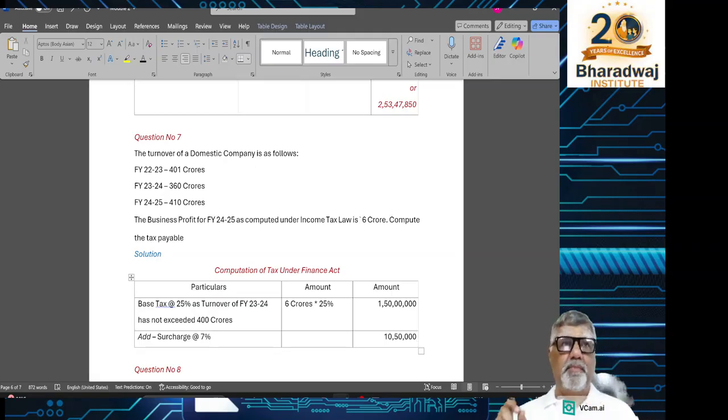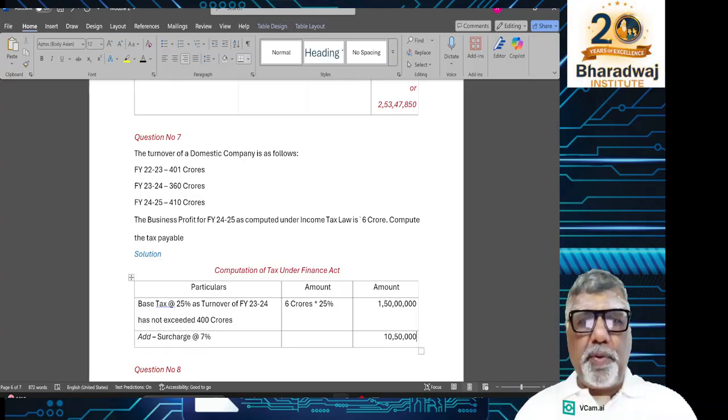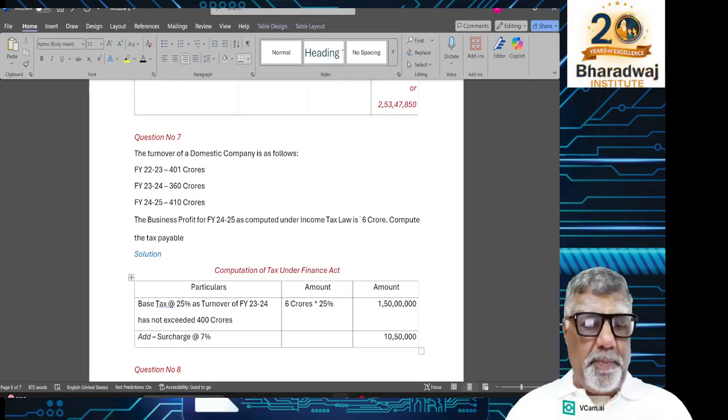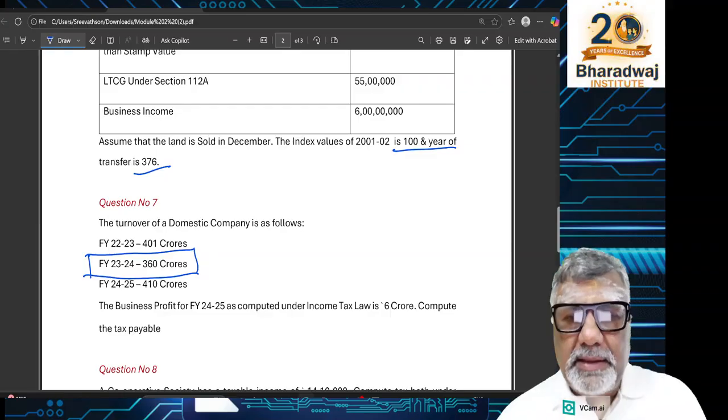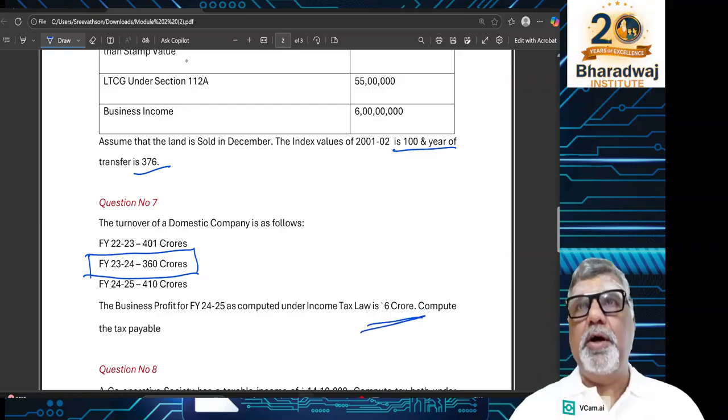It's the income which we need to see. 6 crores is the profit. 6 crores is the profit, and that has increased.